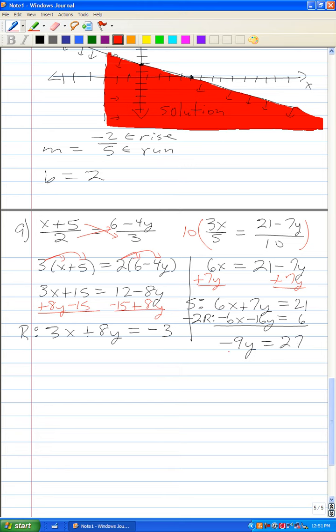Divide both sides of my equation by -9. And so y is equal to -3. Let's figure out what x is. Maybe I'll use the first equation. So 3x + 8y is -3. And so 3x, oops, minus 24 equals -3.